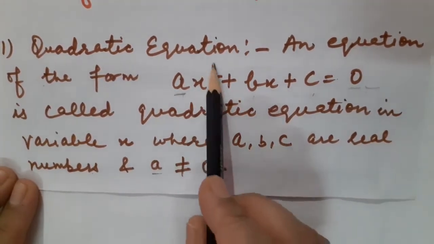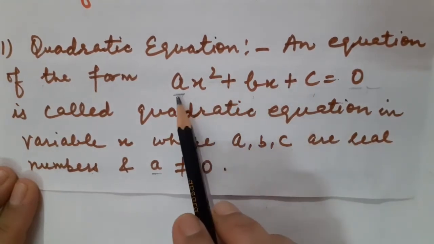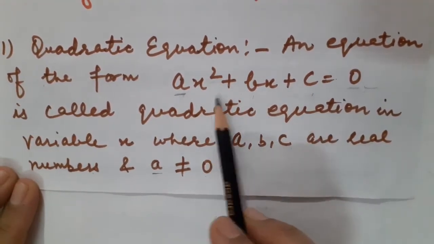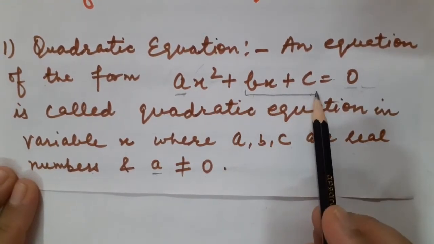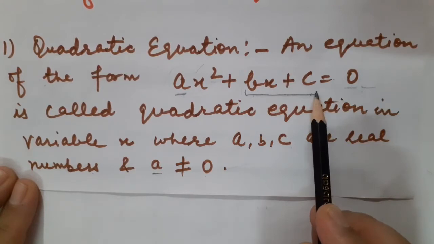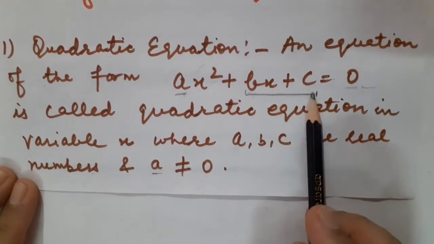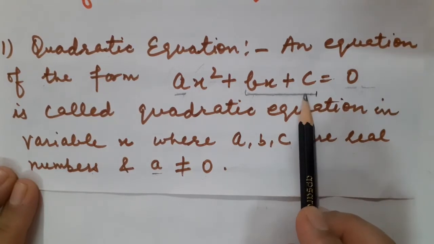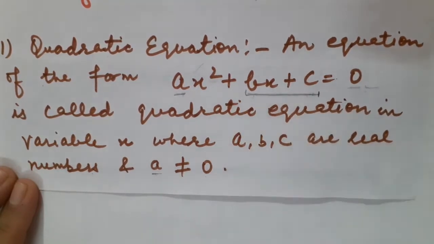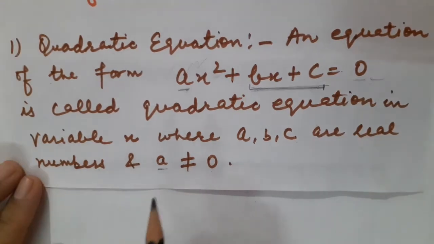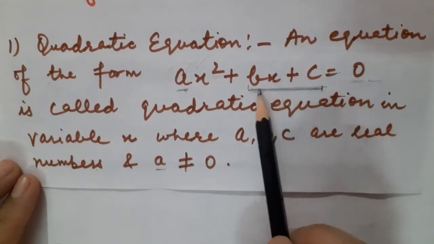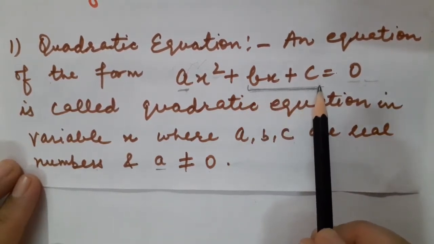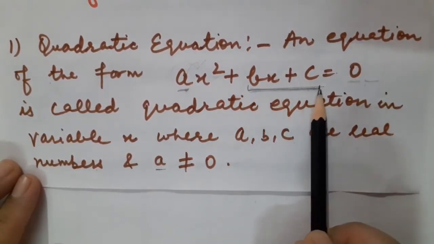Because children, if it becomes 0, definitely it will never ever remain a quadratic equation, because ax square will become 0. So we will be having only bx plus c. So it will take the shape of a linear equation. It will never ever be called a quadratic equation. Because in quadratic equation, children, you know very well that two roots exist. Fine. But if ax square becomes 0, then as it is going to become a linear equation, we will be having only one root.